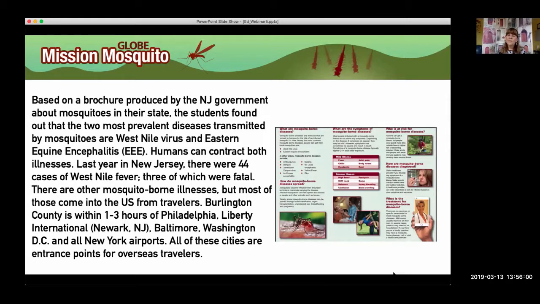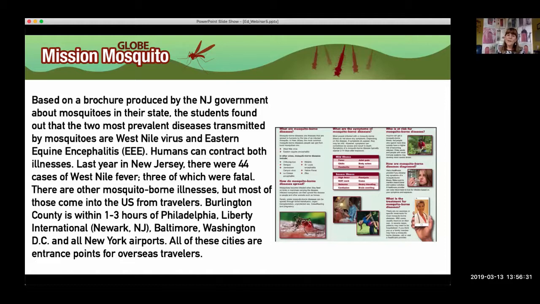So they found a brochure, and it was great too because they made a digital picture of this brochure for me. And when you look at it up close, it gives some information on which mosquito-borne diseases have been found in New Jersey, and some of the ways in which people can be prepared for active mosquito season, some of the preventative measures that they can take.